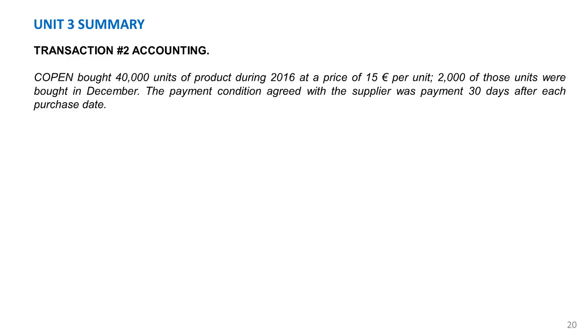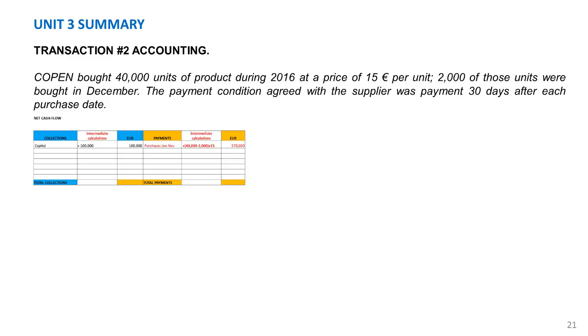Let's summarize this unit. We have posted the purchase of products, raw materials. Regarding cash flow, that's to say collections and payments, Copen paid the purchases corresponding to the period January-November. This is because, in accordance with the payment conditions agreed with the supplier, December purchases are paid in 2017, 30 days after the purchase date, and therefore outside 2016, which is the period under analysis.